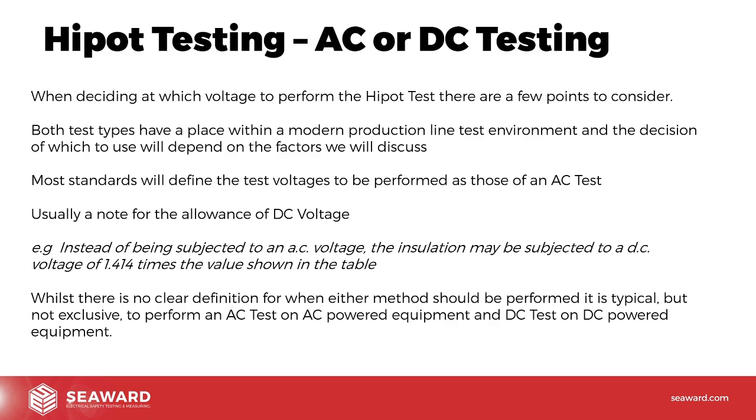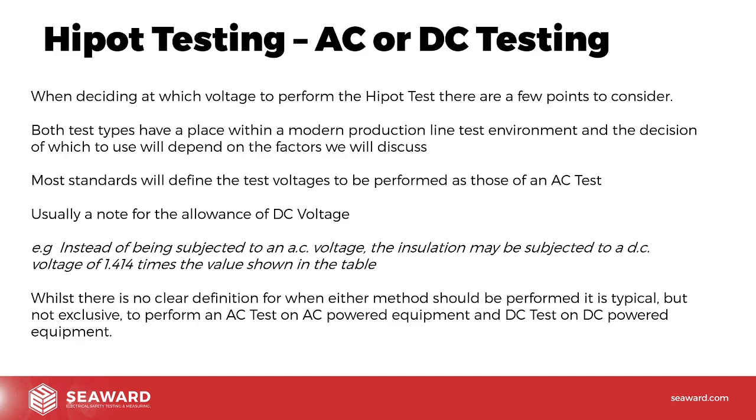And there's a good example of a statement such as this from a standard. So it will say something along the lines, instead of being subjected to an AC voltage, the insulation may be subjected to a DC voltage of 1.414 times the voltage shown in the table. Now, there's no clear definition in the standards that you should always perform an AC or you should always perform a DC. So really the decision is up to you which method you want to use.